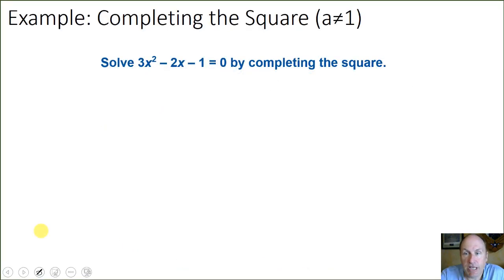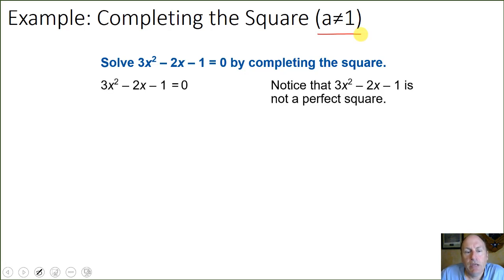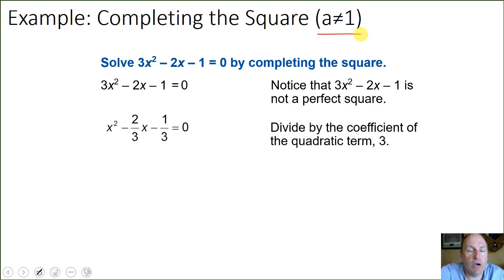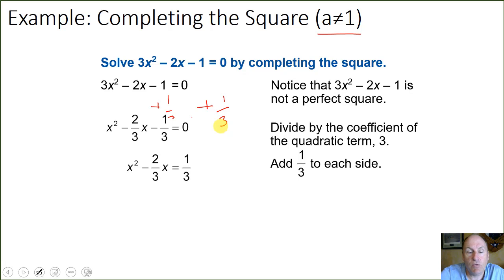Okay, so we'll do another example where the a term is not equal to 1. We do need to do an extra step to complete the square. So if we have 3x squared minus 2x minus 1 equals 0, the first thing we're going to want to do is divide everything by 3, so the a term winds up being 1. If you divide everything by 3, you get x squared minus 2/3 x minus 1/3 equals 0. Now we're going to use the addition property of equality and add the 1/3 to both sides. When we do that, we get x squared minus 2/3 x equals 1/3.